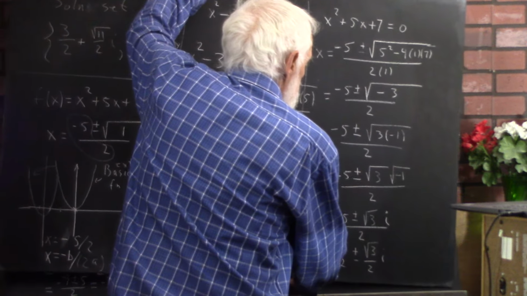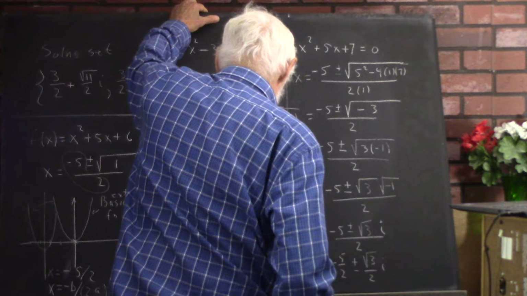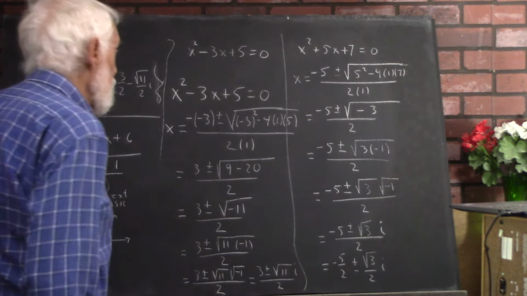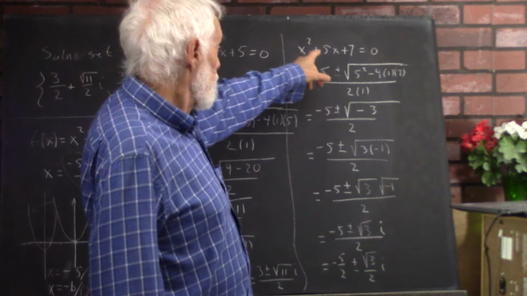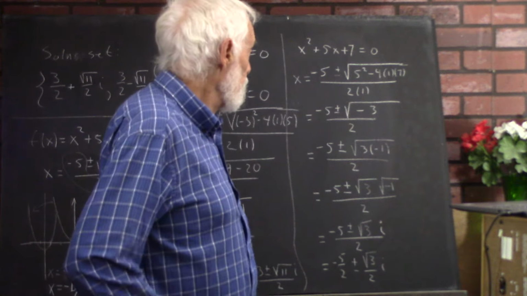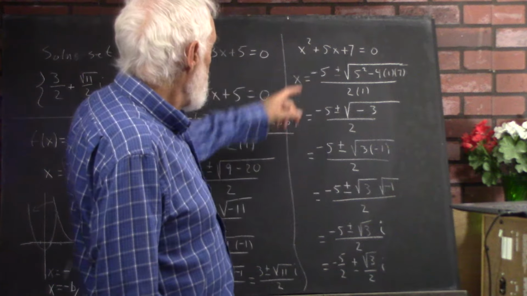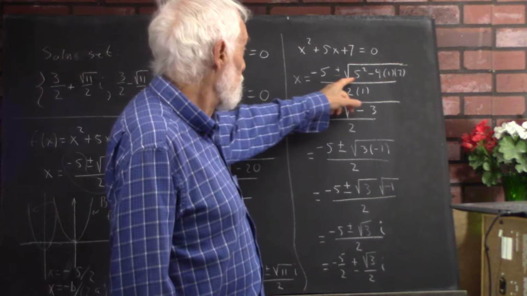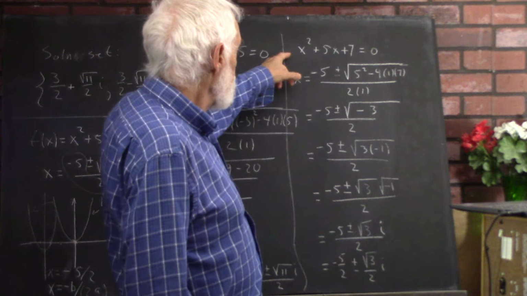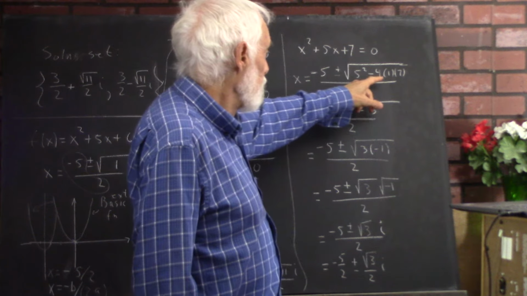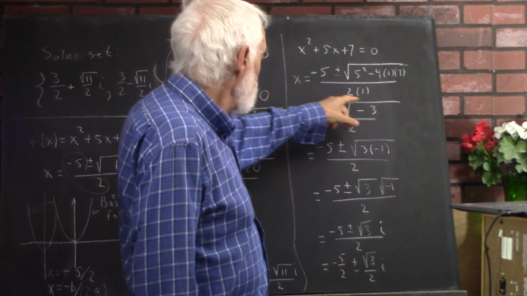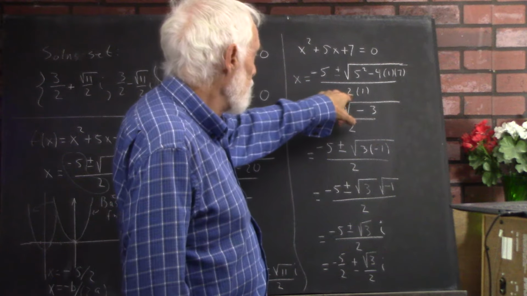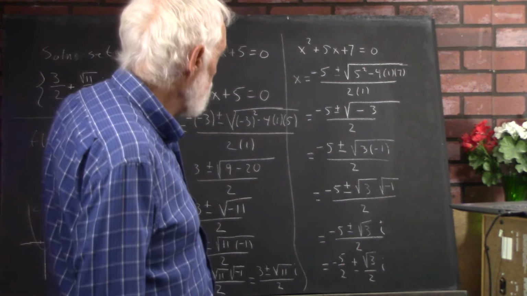Now we'll illustrate a couple of other things here. I'm going to solve x squared plus 5x plus 7 equals 0. B is 5, so B goes here and here. A is 1, C is 7, so there's our 4AC with a minus. And 2 times A is 2 times 1, so that's all straightforward.